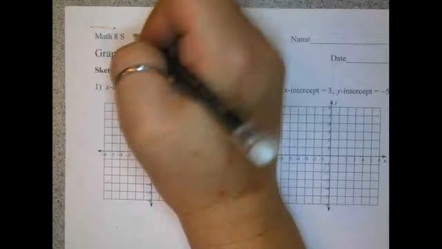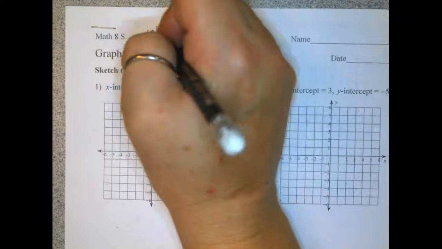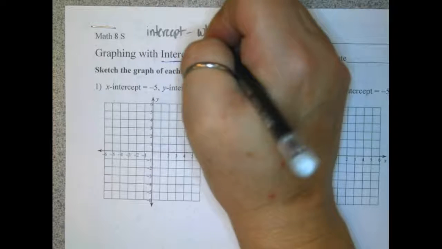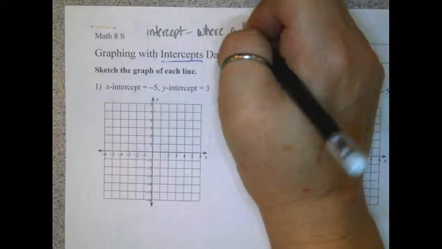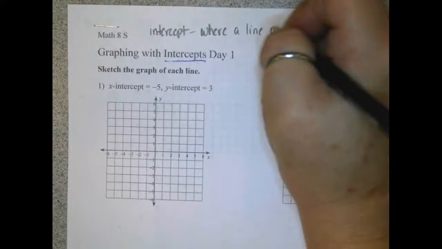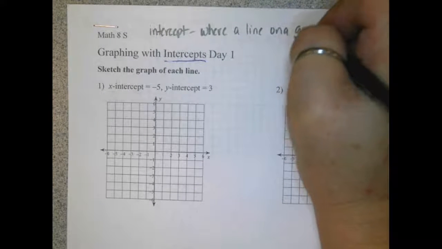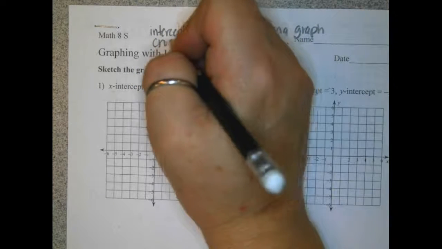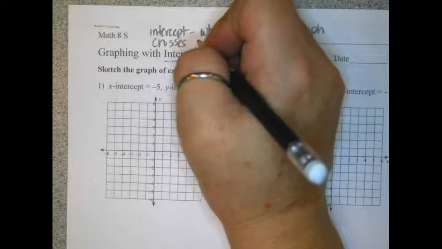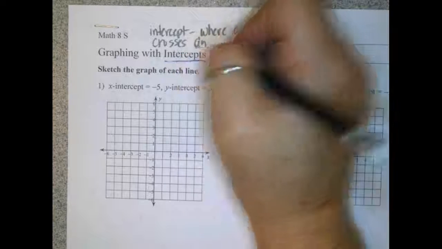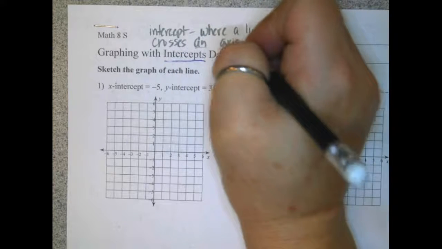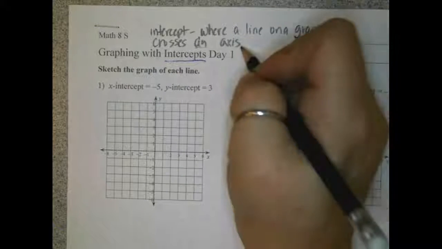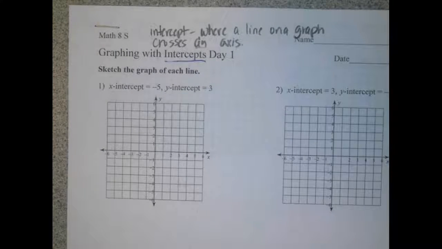Okay, so an intercept is where a line on a graph crosses an axis. And I say an axis because we can cross either the X or the Y. Okay, either the X or the Y. Okay?